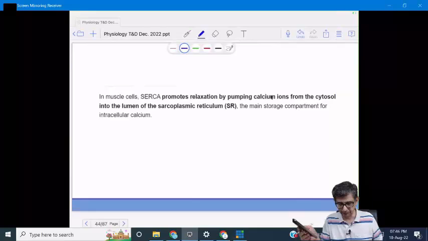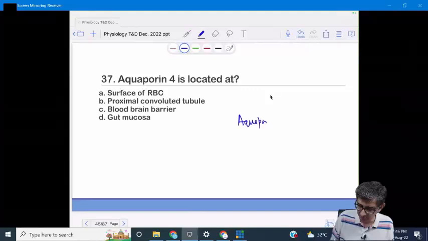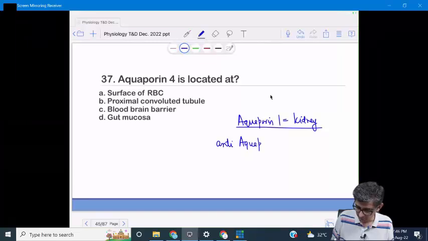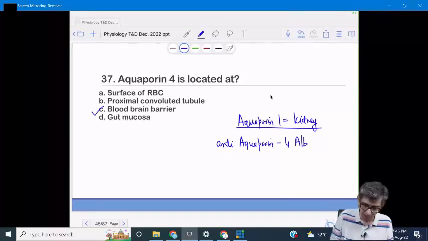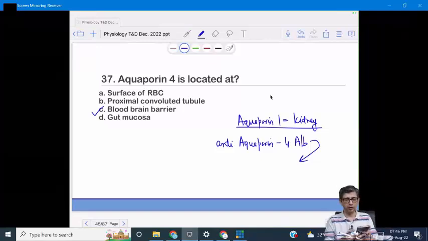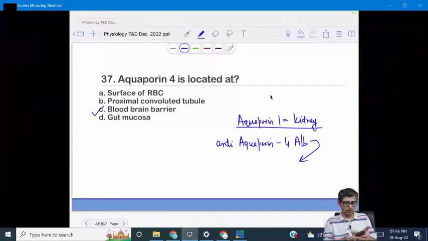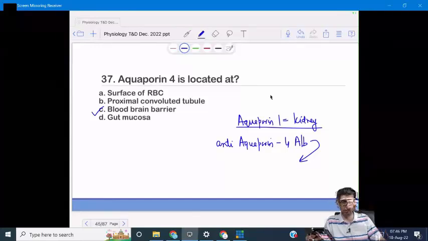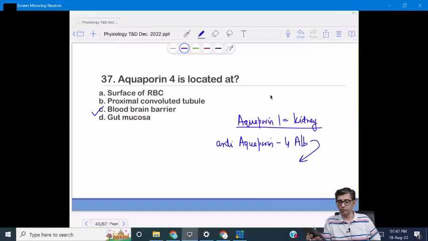Aquaporin 4 would be located at which of the following areas? Because aquaporin 1 is what we study with respect to the kidney. But aquaporin 4 would be present with respect to the blood-brain barrier. Tell me the name of the disease in which anti-aquaporin 4 antibody is found. What disease are you aware of where you have anti-aquaporin 4 antibody? Yes, you're right. Aquaporin 4 is located in the blood-brain barrier.